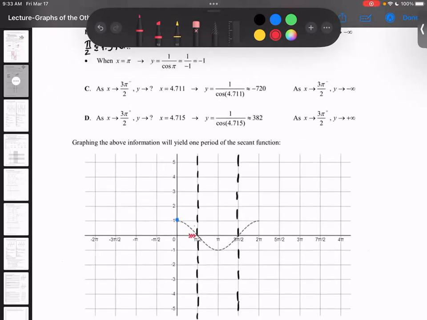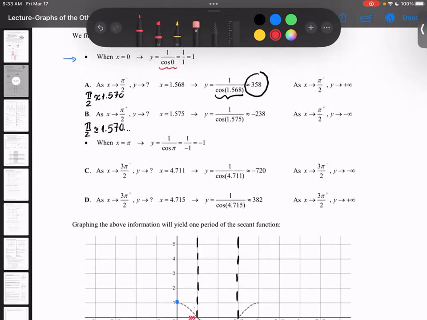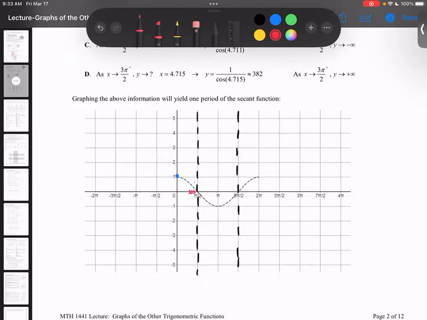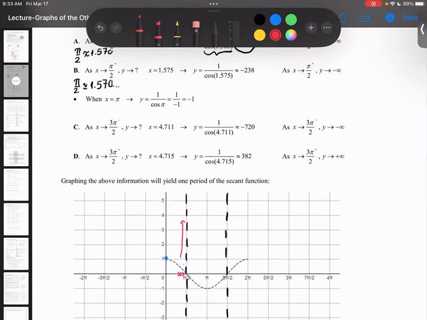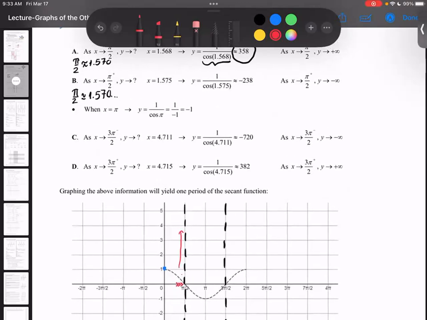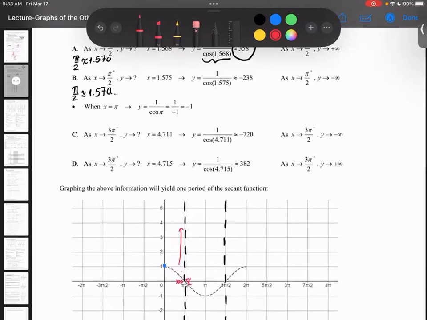Positive or negative? Positive, okay. Pi half from the left is positive, like that. As x approaches pi half from the right, same argument: pick something slightly bigger than 1.570, say 1.575, plug it in, and you get a negative number. That means as x approaches pi half from the right, y approaches negative infinity. It's very much the same thing I did before.